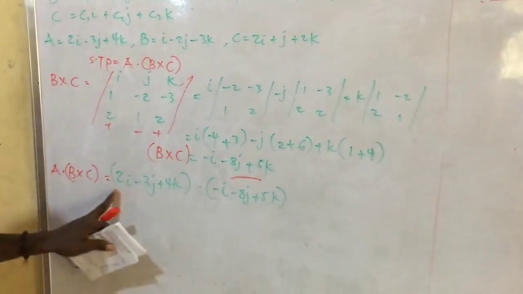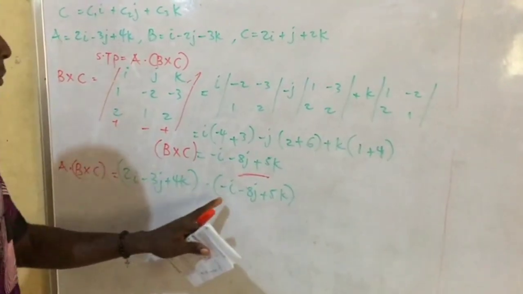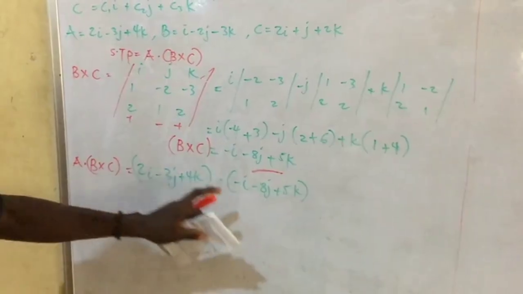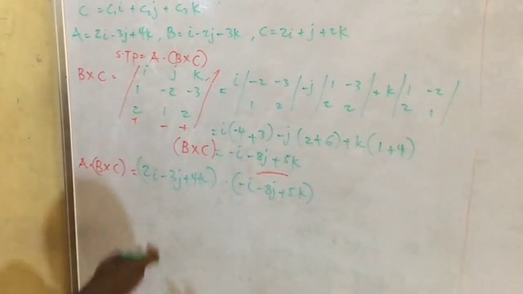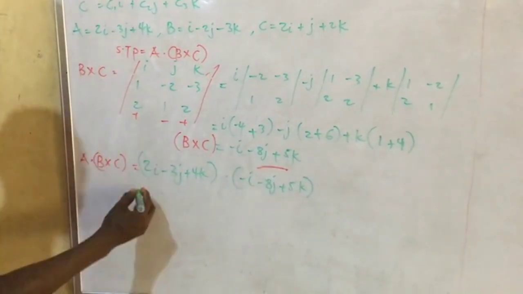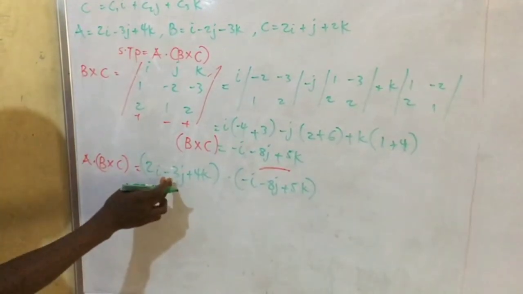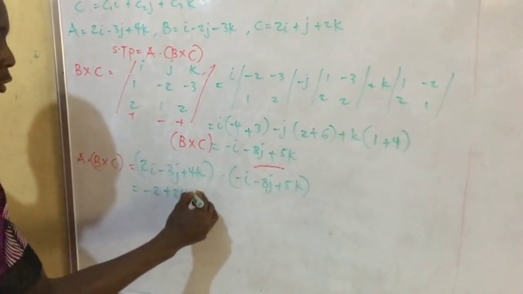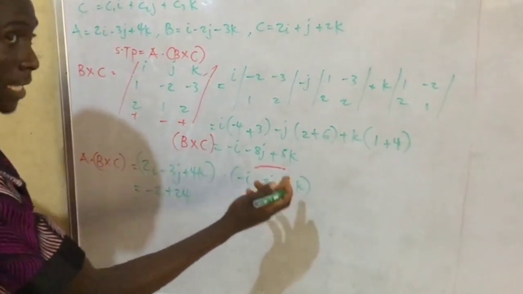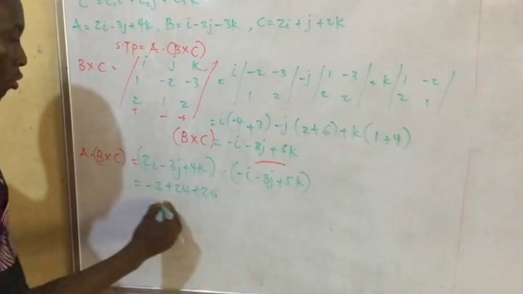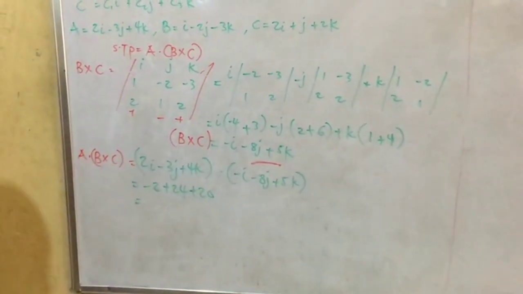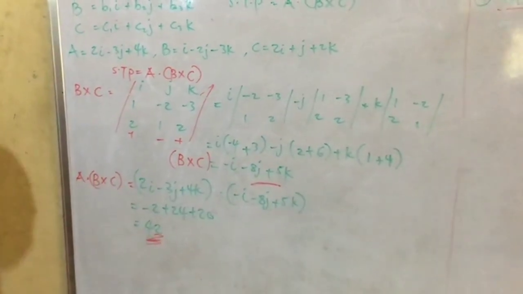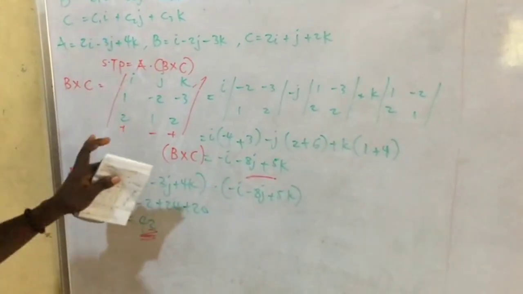Now the dot is that you multiply the corresponding unit vectors with each other. By doing that, the unit vector will disappear. When you are dotting, you don't have a unit vector again. So now 2 multiplied by minus 1 will be minus 2. Then you have minus 3 multiplied by minus 8, that's plus 24. Then you have plus 4 multiplied by plus 5, that's plus 20. If you calculate that, we should have 42. That means the answer here is 42 for this question. So that is the basic knowledge for that.